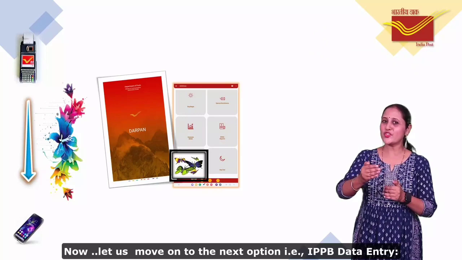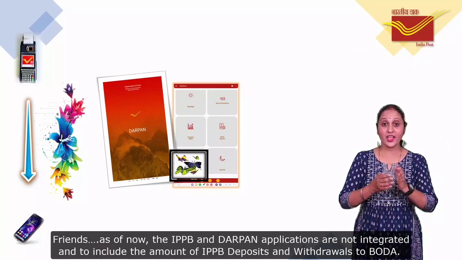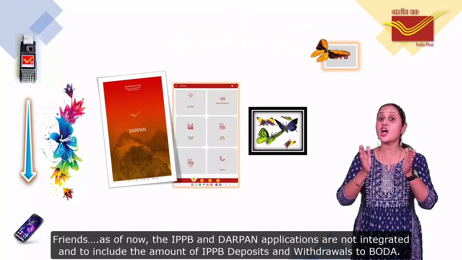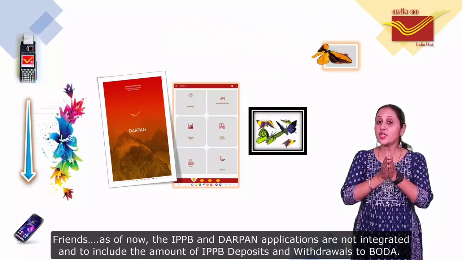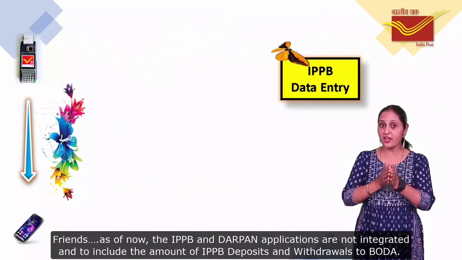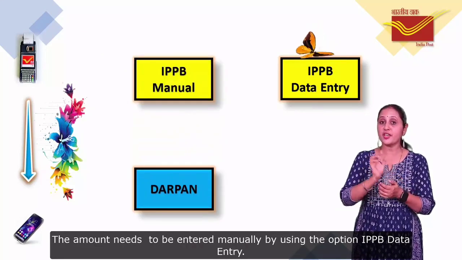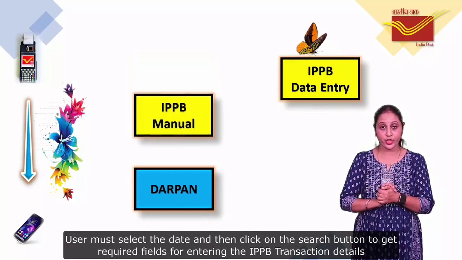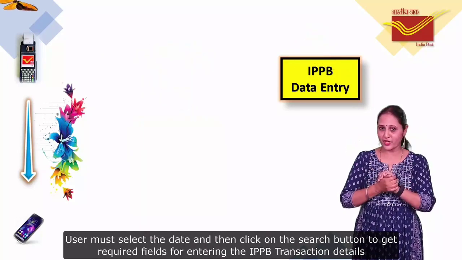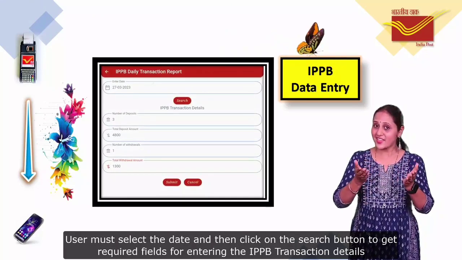Now let us move on to the next option, that is IPP Data Entry. Friends, as of now, the IPP and the DARPAN applications are not integrated, and to include the amount of the IPP deposits and the withdrawals in the BODA, the amount needs to be entered manually by using the option IPP Data Entry. The user must select the date and then click on the search button to get the required fields for entering the IPP transaction details.